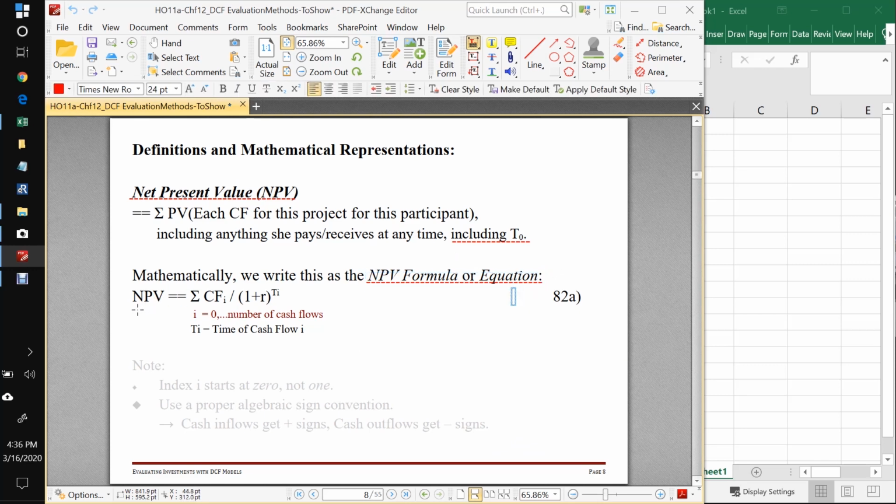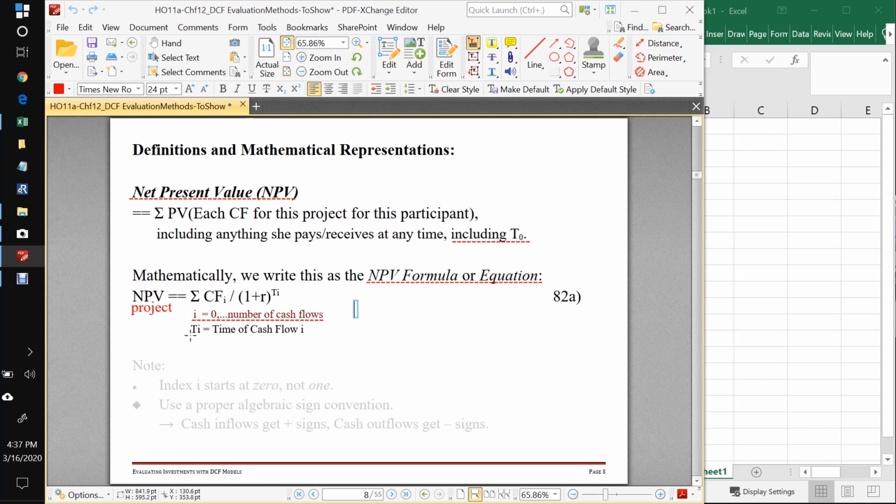And it looks like this. It says the NPV of a project is equal to the sum of the individually discounted cash flows. So you see the way this sum is working. For cash flow i, first discount it, do that to every cash flow, then after you've discounted them all, add them up, okay? So now the subscript here, the index i, has changed a little bit. It used to be from 1 to the number of future cash flows. Now it starts at 0 to the total number of cash flows for this participant in this project.